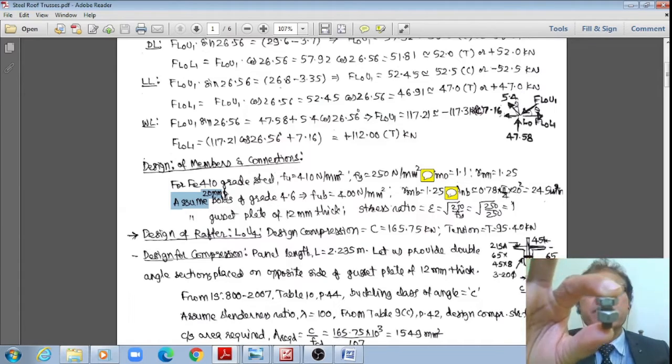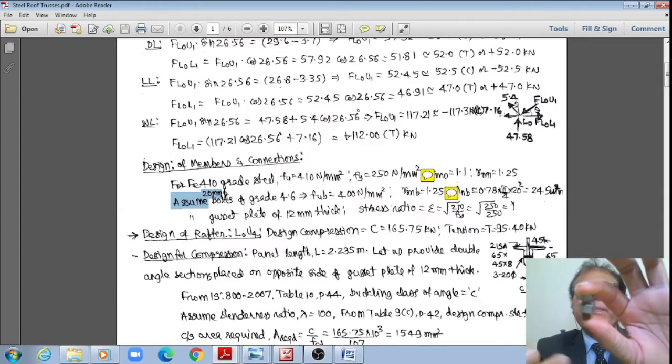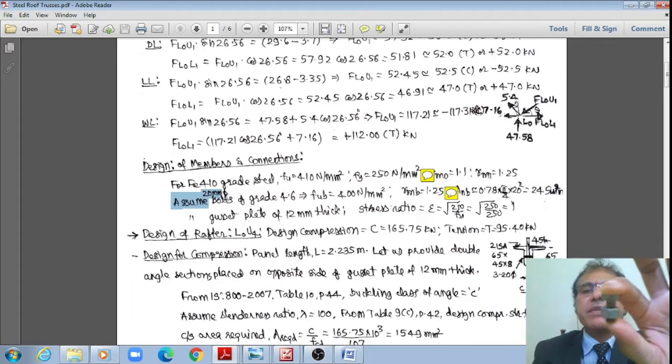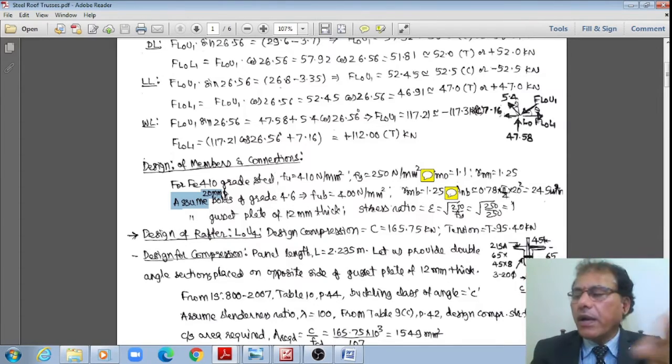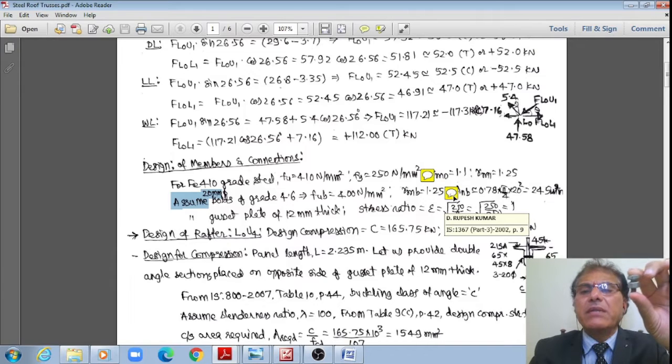Therefore, the ultimate strength of this bolt is equal to 400 Newton per mm square, and the partial safety factor from this table, as we have just seen, is 1.25. And what is the net area of this bolt? As per IS 1367 part 3, 2002 code, page number 9, A and B is readily available as 245 mm square, right?